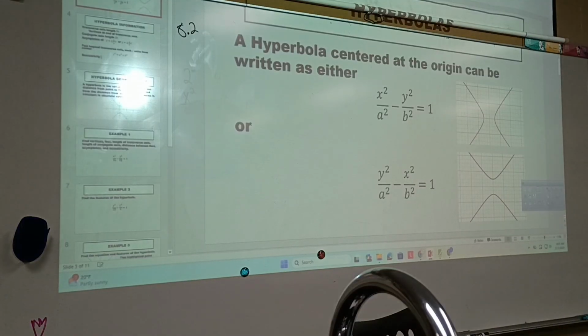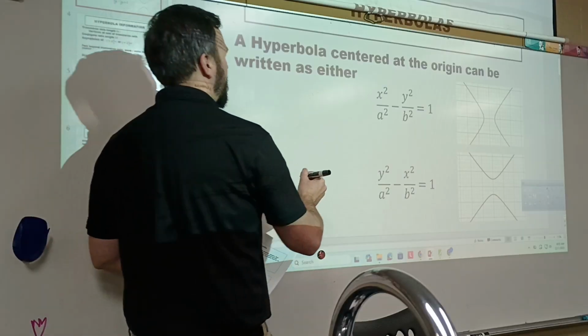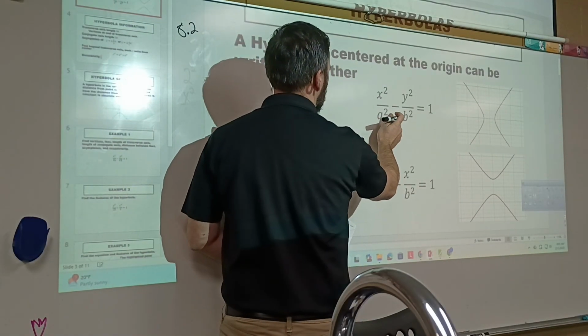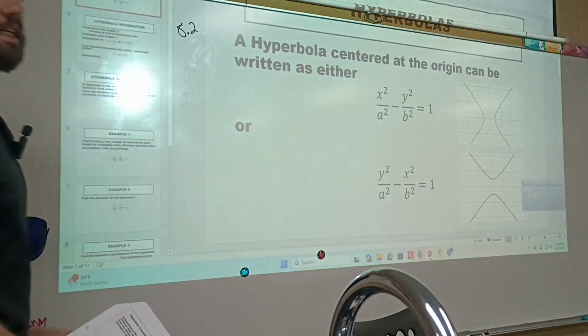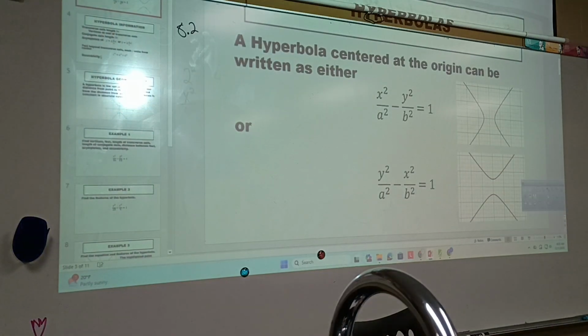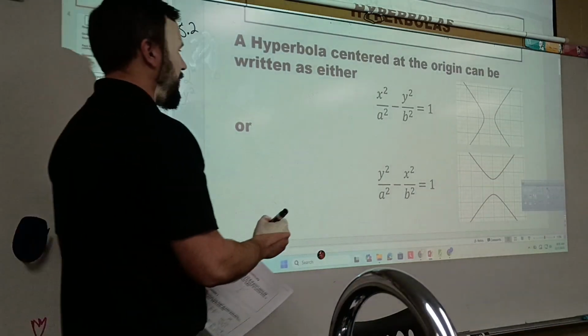This is 8.2 about hyperbolas. And hyperbolas are going to be a lot like ellipses, just that we have a minus instead of a plus. And this time, instead of a being your biggest number, your a is always the number that's being subtracted from. So if you look at that top example, the a is under your x because that's being subtracted, or like the y is being subtracted from your x. On the bottom one, a is underneath your y because that's the one that's coming first.